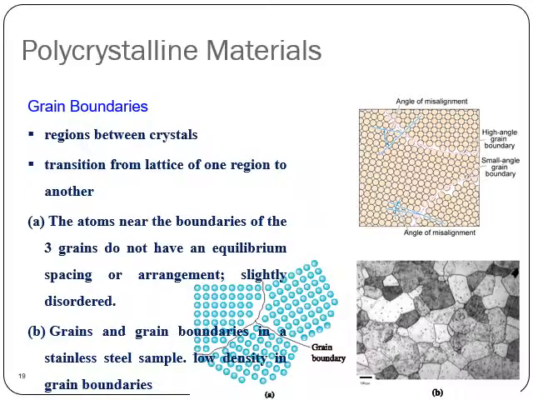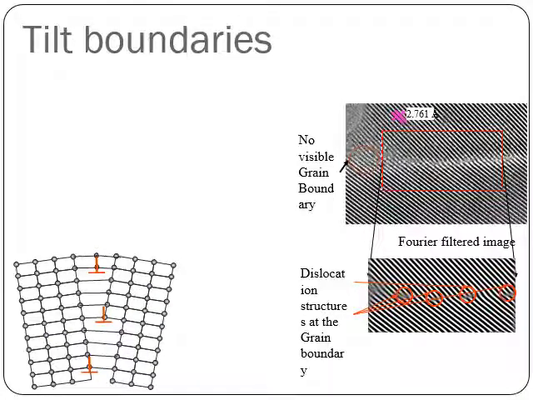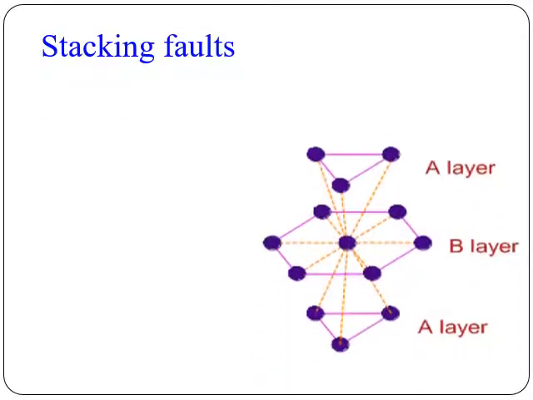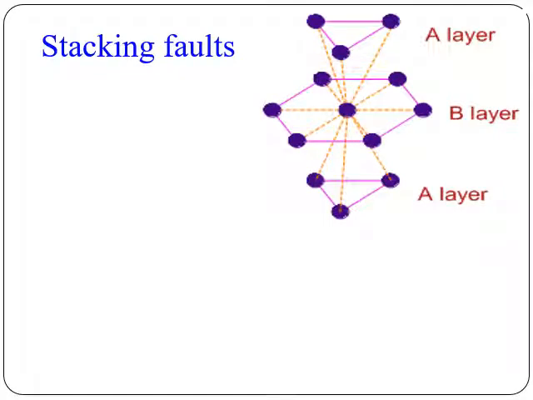When it comes to the tilt boundary, you can see it here. This is one grain and this is one more grain. These are the edge dislocations which we have already discussed, and here is the angle between them. If the angle is near 10 to 15 degrees, we call that a tilt boundary. Usually this is near the dislocations.